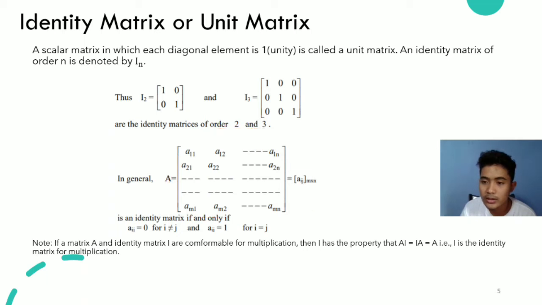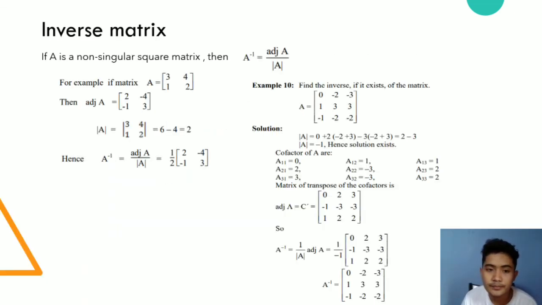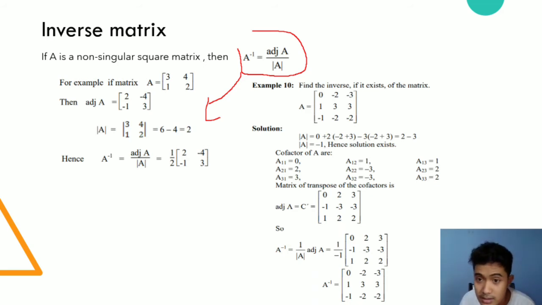And then we get the inverse matrix. If A is a non-singular square matrix, then A inverse comes like this. For example, and this is another example. Example 10: find the inverse, if it exists, of the matrix. And this is the answer of the example. You can see it by yourself and study from it.